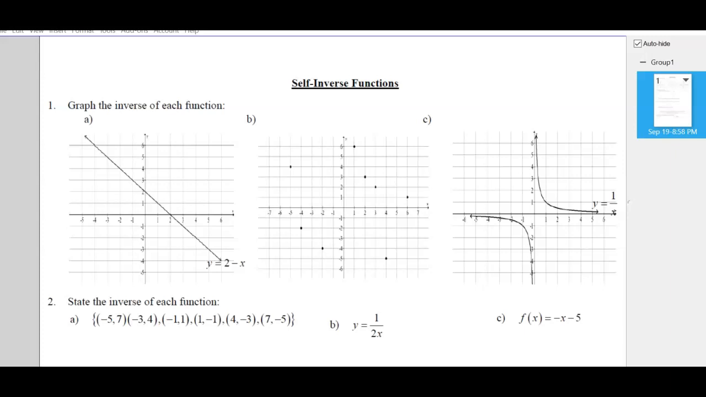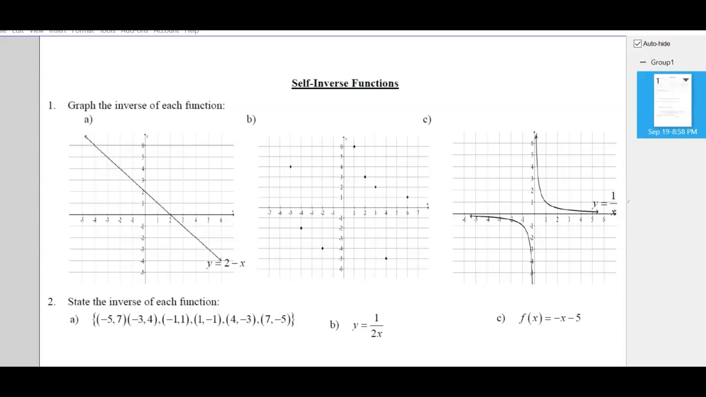Okay, self-inverse functions. This is something they added to the IB curriculum in the last round. It's not really a huge concept, but it's something they wanted you to be aware of. We already talked about inverses.